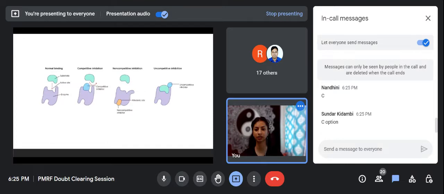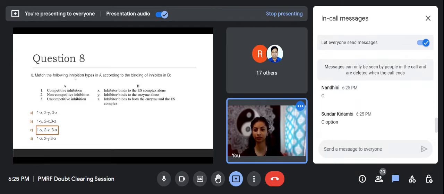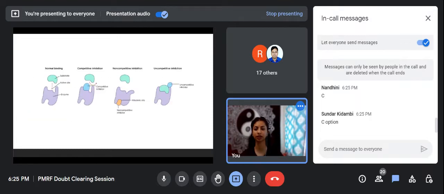So the answer is, before that, let's recap what an inhibitor is. The first picture shows the substrate binding to the enzyme. That is called normal binding. In competitive inhibition, the inhibitor binds to the part of the enzyme where the substrate was supposed to bind, and the substrate cannot bind. So that is competitive inhibition because the inhibitor is competing with the substrate.